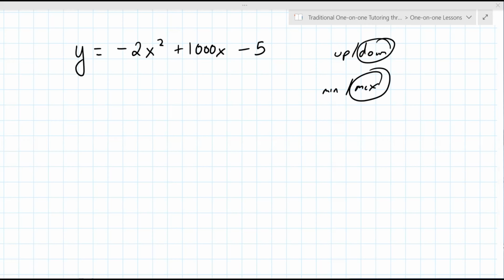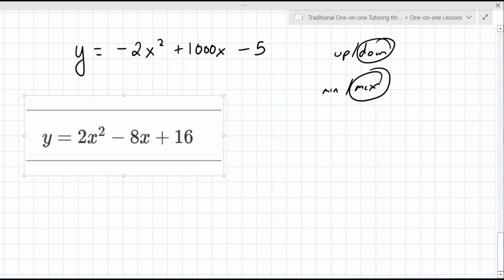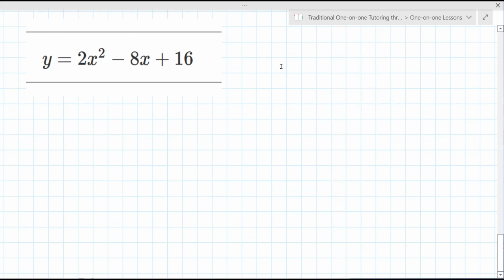Okay, let's look at, boy, these are awful. Are you allowed to use a calculator in this course? Yes. And do you have a TI-83 or 84? No, I have my phone. You have your phone, okay.